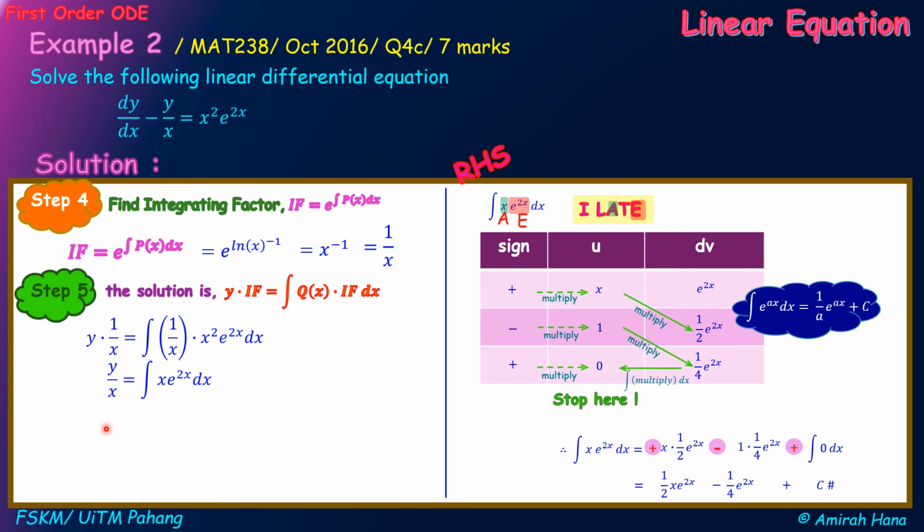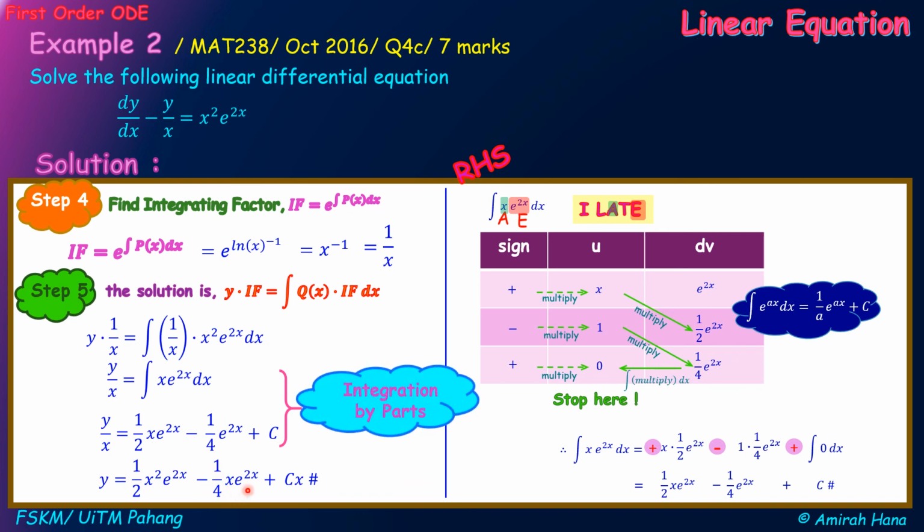And then we can substitute here. So we have y over x equals, when we integrate x e to the power of 2x dx, half x e to the power of 2x minus 1 over 4 e to the power of 2x plus c. After that we can write y as the subject. So we have half x squared e to the power of 2x, and then minus 1 over 4 x e to the power of 2x plus cx. C is a constant and x is a variable.